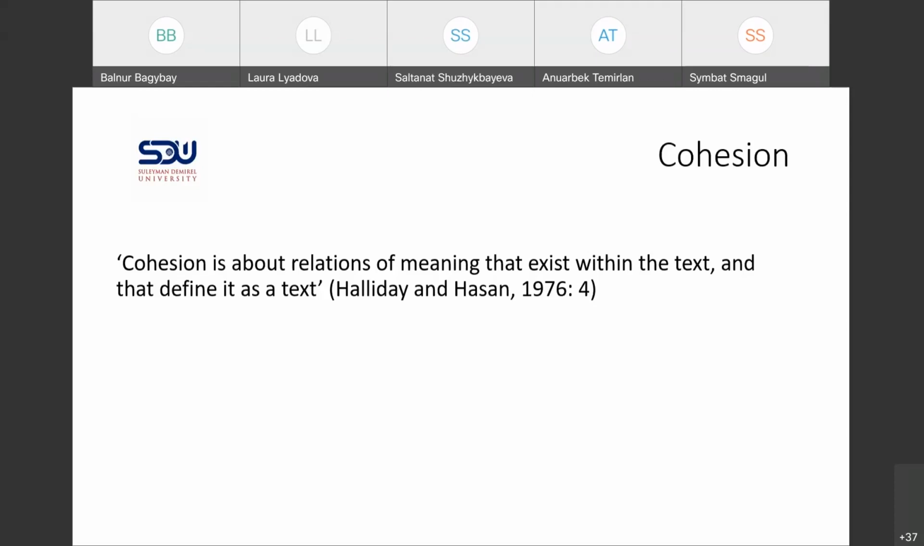So cohesion is about the connection, about the relation. Halliday and Hasan highlighted that cohesion is about relations of meaning, particularly meaning that exists within the text, helps make connection between meanings. Helps to what? Helps make your paragraphs clear. Okay, Eldos made it. Thank you very much. One more feature about cohesion is that it helps to define the thoughts as a text. So it creates the text, we would say.